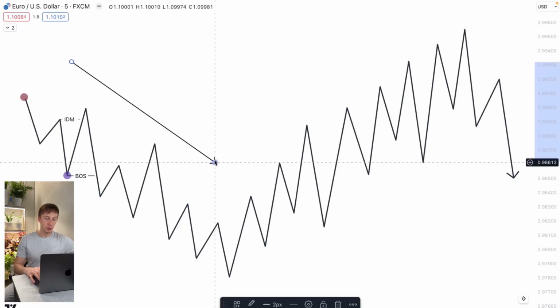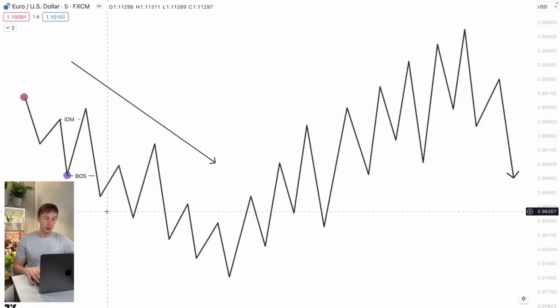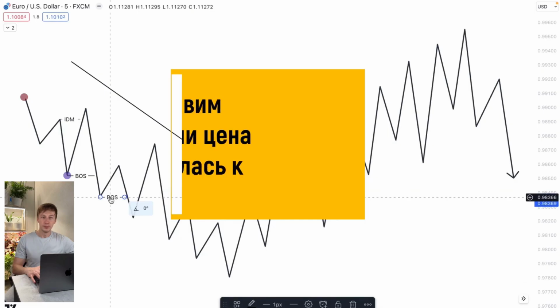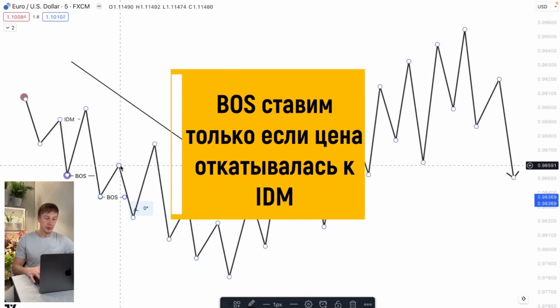After the BOS is formed, the first pullback appears. However, it does not break any liquidity. Accordingly, the movement continues further down. And it might seem that this is exactly where you should mark the BOS, but you absolutely must not do this. The BOS is formed only after the IDM is broken. And in this case, this point is a fake BOS.